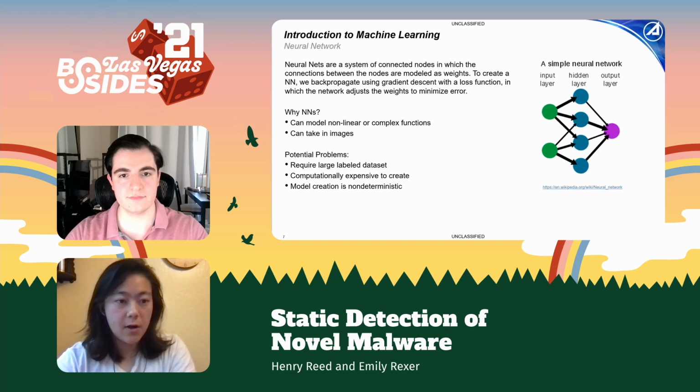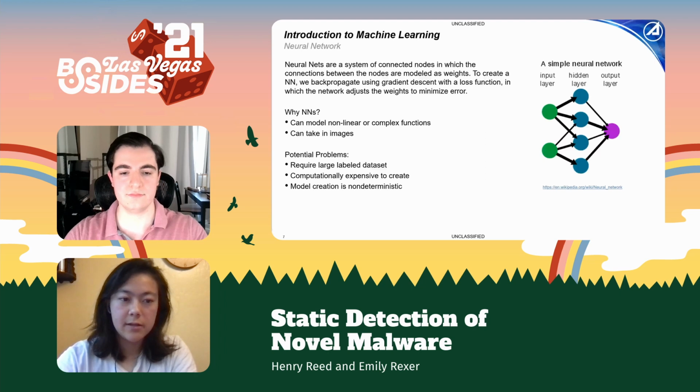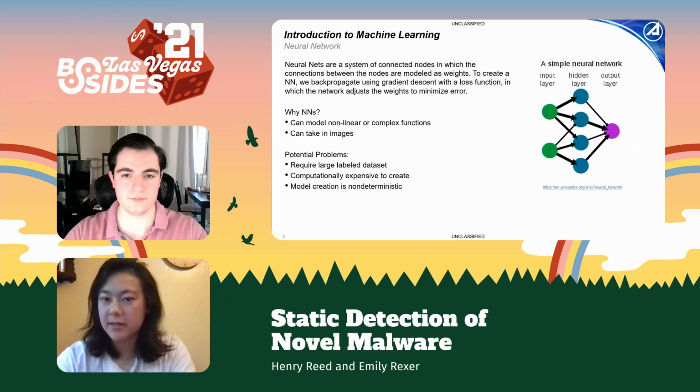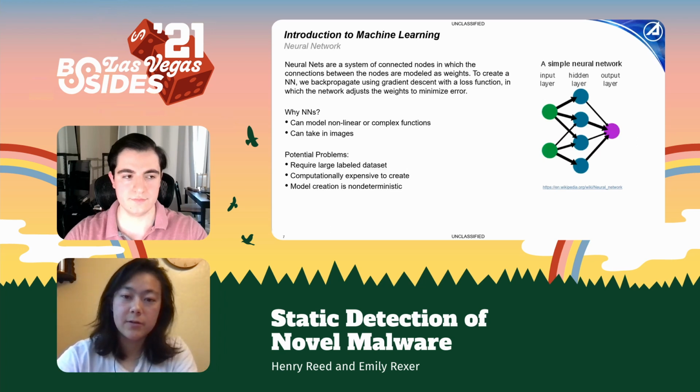And we're using neural nets because they can model very complex functions and they can take in images. But some problems with neural nets is that they require very large labeled data sets, and they're very computationally expensive to create, partially because of these large data sets. Another thing to note is that model creation is non-deterministic, which means that even if you feed in the exact same set of inputs, you're not always going to get the exact same model.